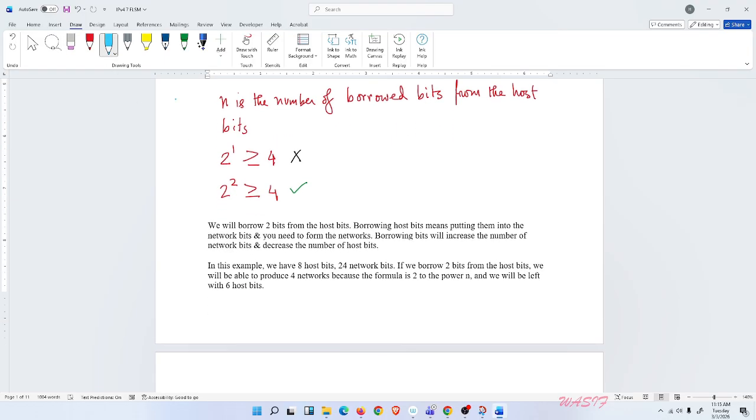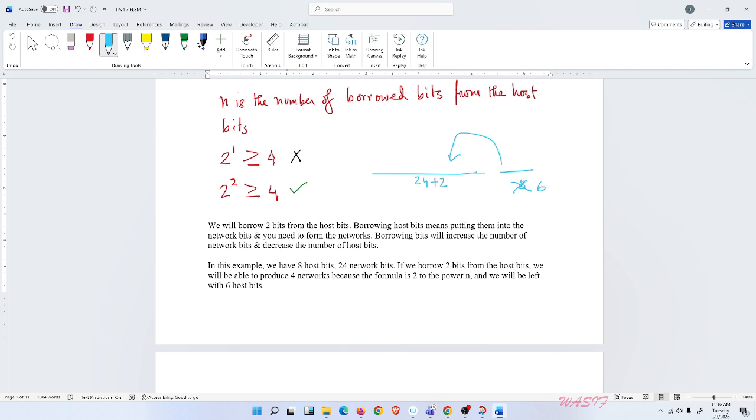Now look at here. We will borrow 2 bits from the host bits. Borrowing host bits means putting them into the network bits, and you will need to form the networks. So when you borrow, for example, this is your network bits portion, 24, and this is your host bits, 8. When you borrow 2 bits from here, this will become 26, and this will extend, whereas this will shrink. Borrowing host bits means putting them into the network bits, and you need to form the networks.